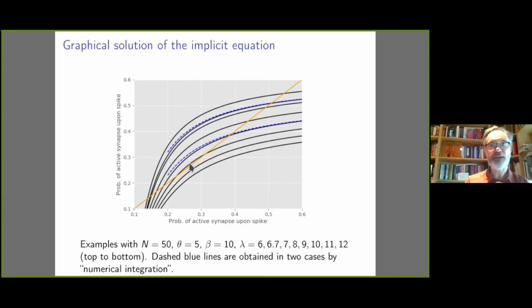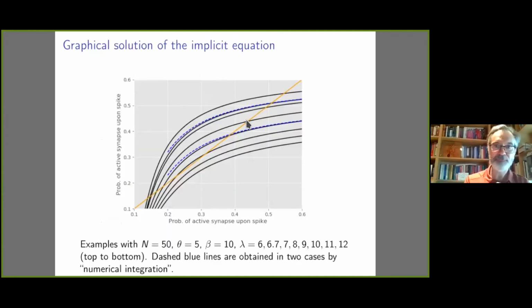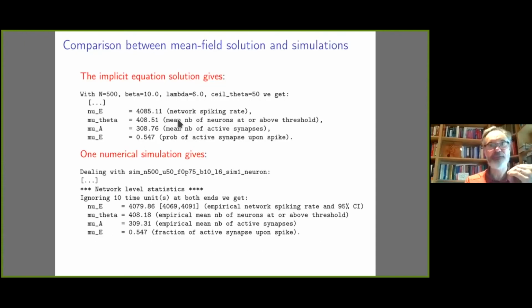So if I compare what this method gives me for mu e and then the other network parameters, with a network of size 500, beta equals 10, lambda equals 6, and so on, with one among many simulations, you see that my predictions with the mean field are very close to what I observe. Okay.